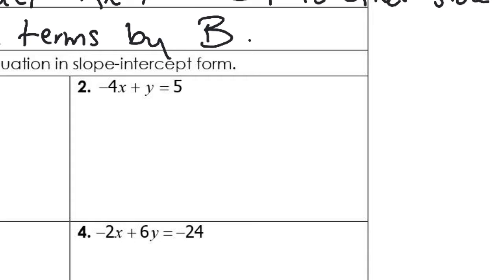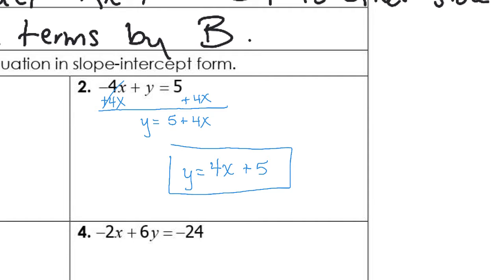Let's take a look at number 2. You have -4x plus y. So the first thing I'm going to do now is to add 4x so I can move it over here with my 5. And I'm left with y equals 5 plus 4x. I don't need to divide by 1. So I'm just going to rewrite it so it is in slope-intercept form. That means your x term comes first and your constant term is added or subtracted at the end.